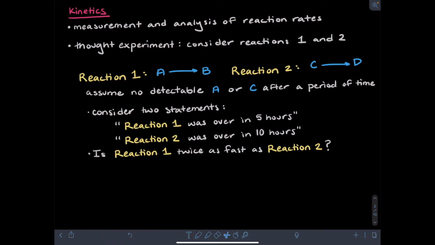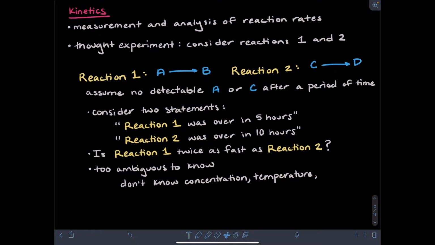And we're going to think about, is reaction 1 twice as fast as reaction 2? I would argue that with the information provided, it is too ambiguous to know for certain. We don't know the concentration of the starting materials starting out, or the temperatures at which the reactions were run. And also important is that we don't know how it was determined that the reaction was over, or when it was determined.